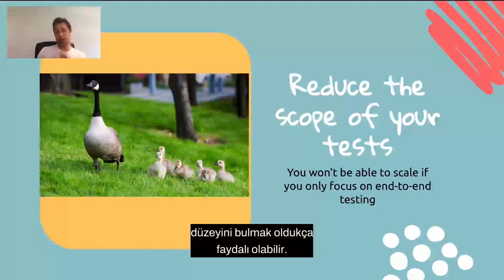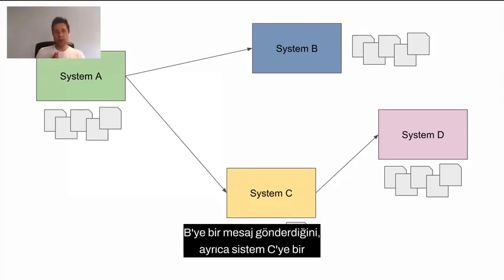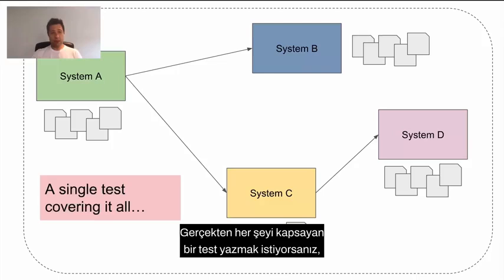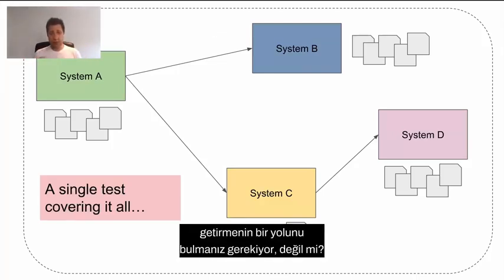Finding the right granularity of your tests can be quite helpful. So a very simplified example: imagine system A sends a message to system B, which also sends a message to system C, and system C sends a message to system D on my middle right. If you really want to write a test that covers it all, infrastructure-wise, you need to find a way to have all the systems up and running, right?